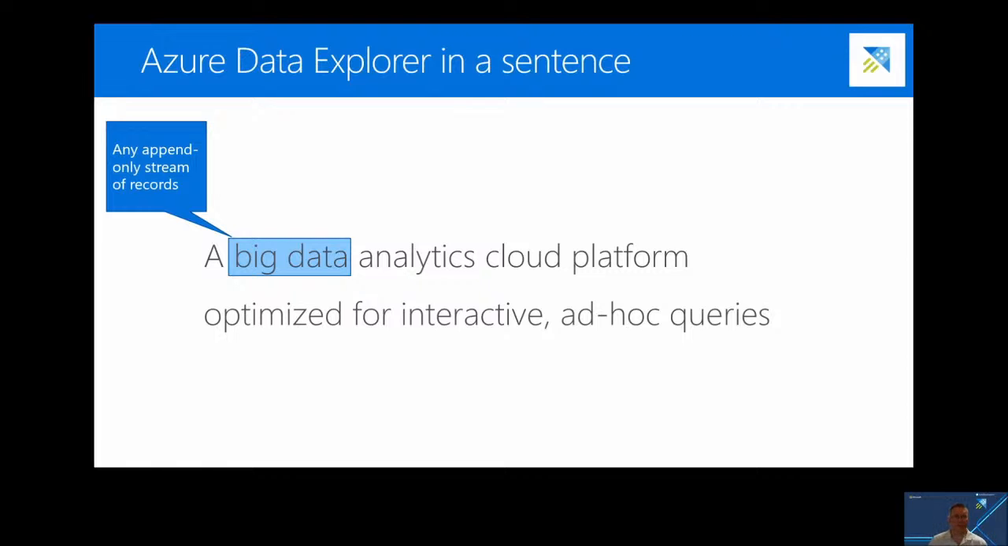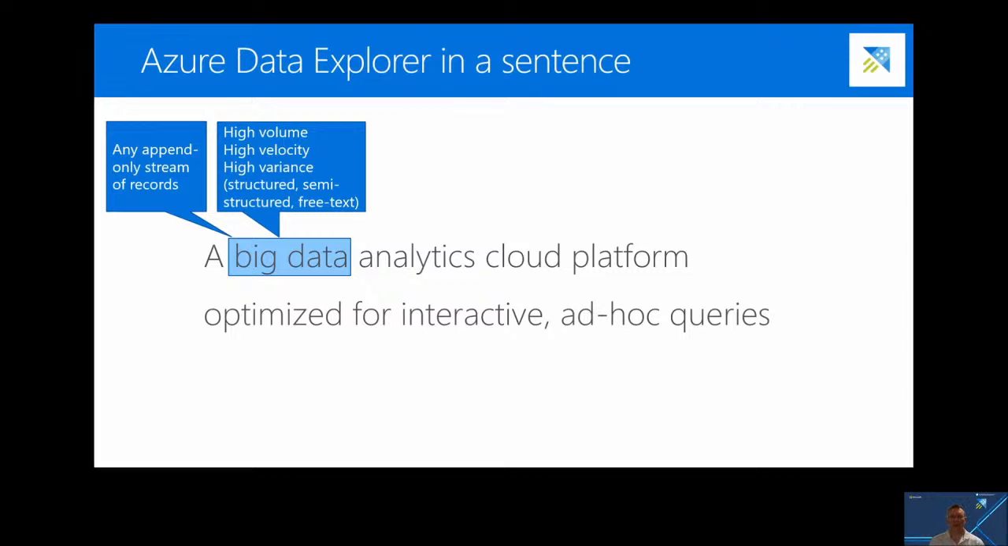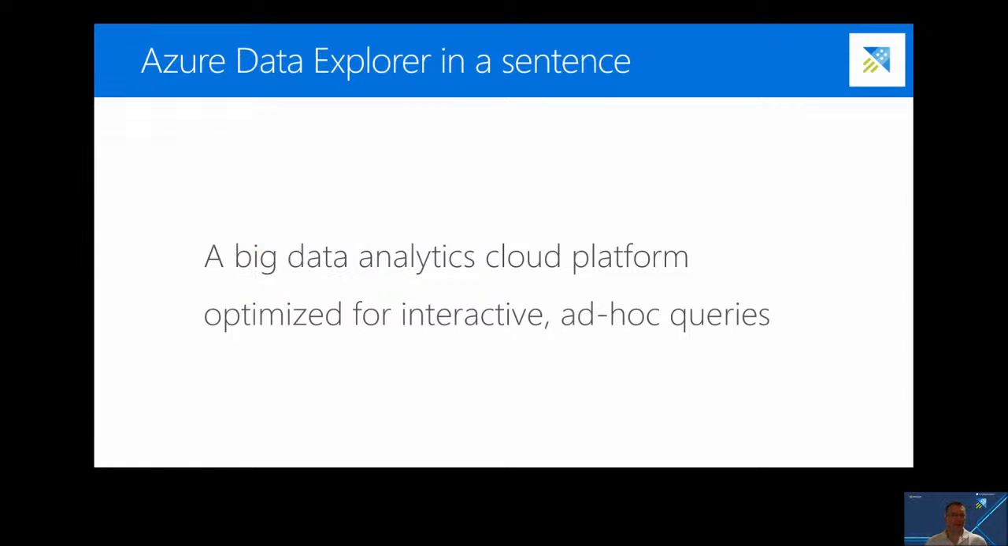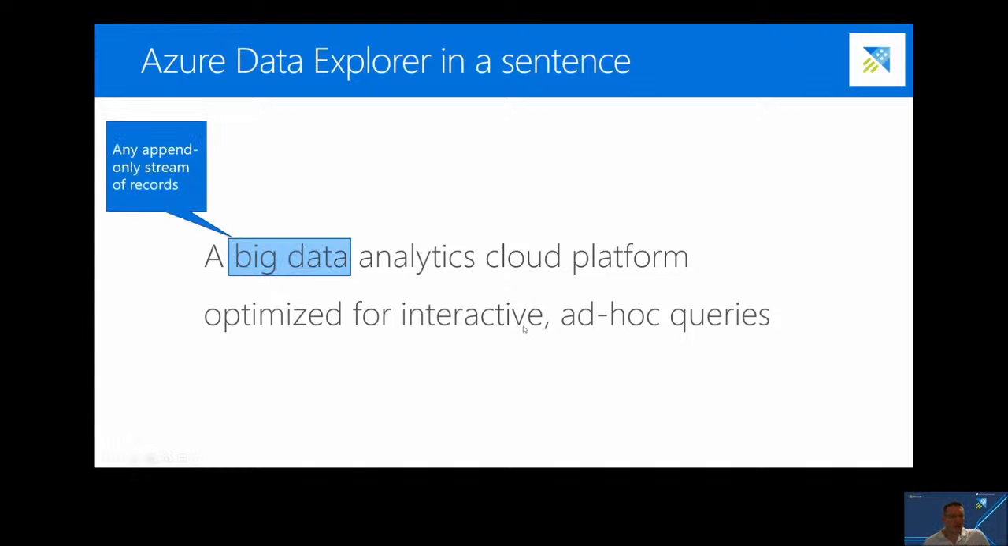It's a big data, append-only stream of records, because we are ingesting activity in the most common case. Optimized for big data. The 3 V's of big data are high volume, high velocity, and high variance. And when I talk about velocity, I'm talking about a service that can ingest 200 megabytes per second for each node that's deployed in the back end of the system. And because it's an append-only data platform, we can scale out as needed. So in one sentence, Azure Data Explorer is an append-only data platform for big data.